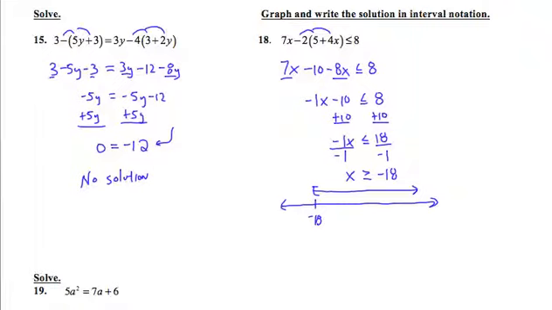On the left end, or the smaller end of things, the smallest value that's going to work in this inequality is negative 18. I want to include it, so I use a bracket.